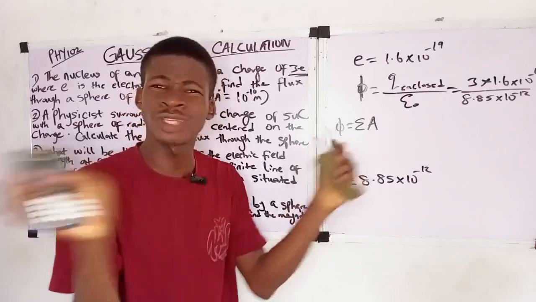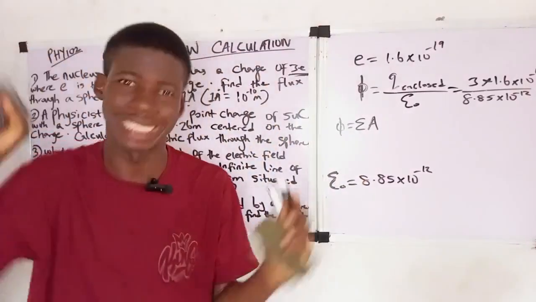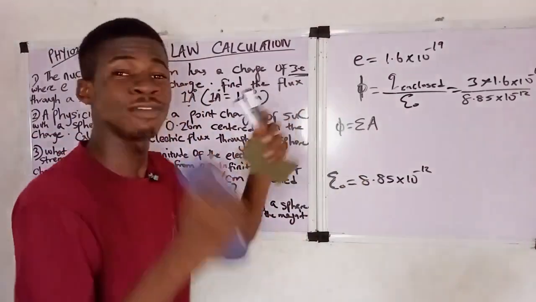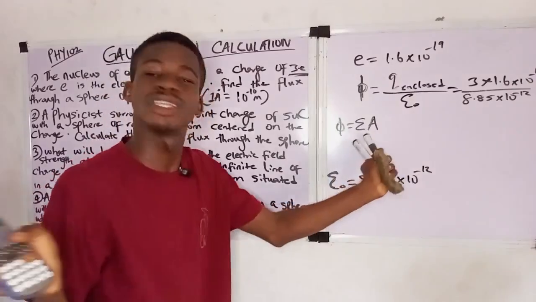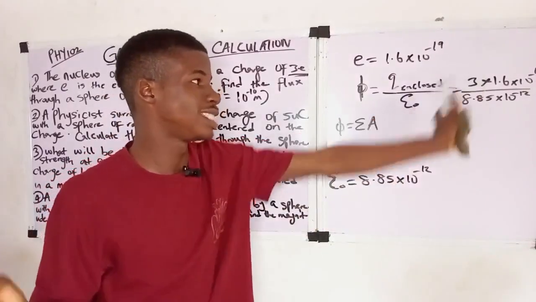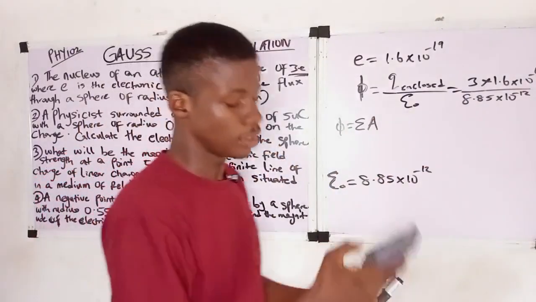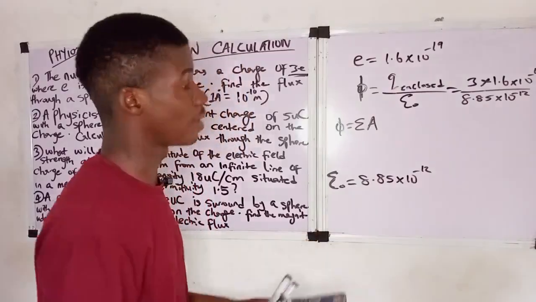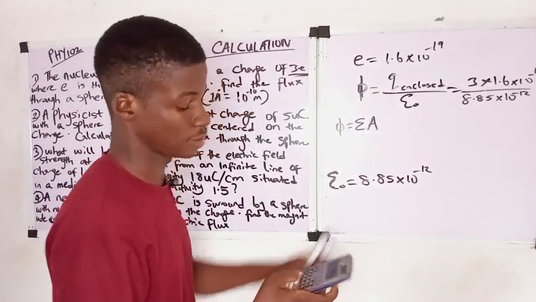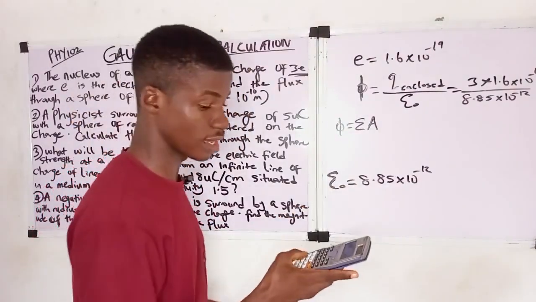If they ask you to calculate flux in any question, just look for where the charge is. If they give you the charge, you can easily get the flux without going through the long process. You put the charge there, divide by the permittivity of free space, and get your answer. So let's do it: 3 times 1.6 times 10 raised to the power minus 19, divided by 8.85 times 10 raised to the power minus 12.